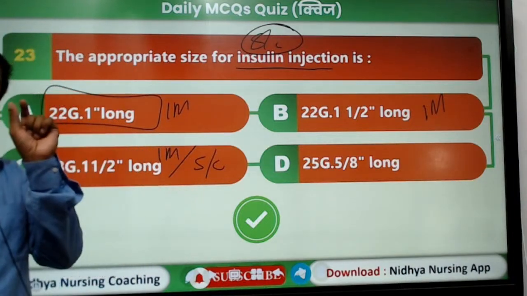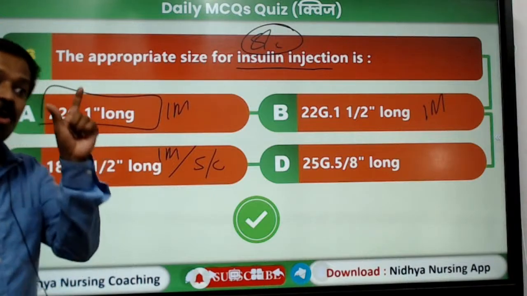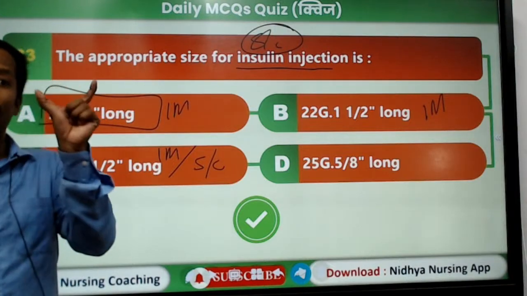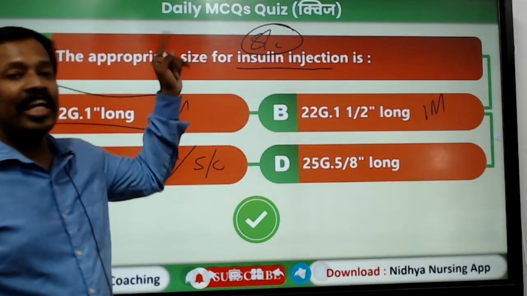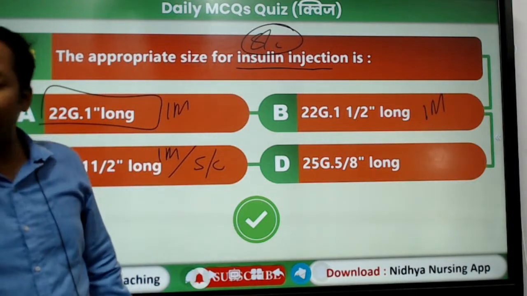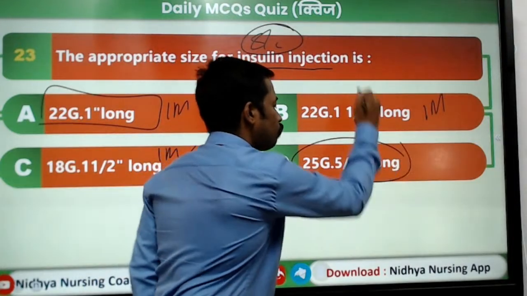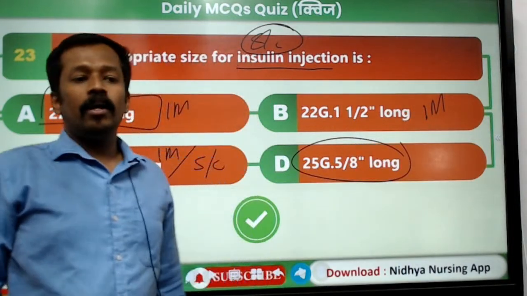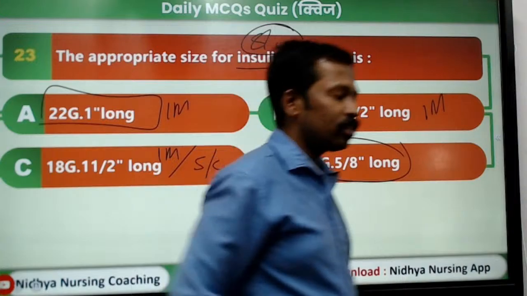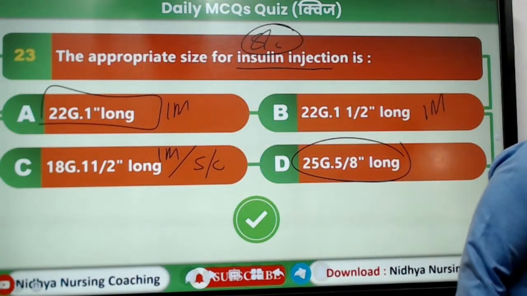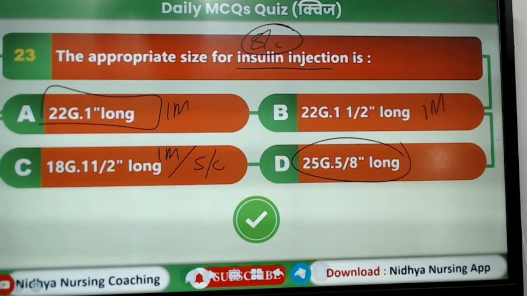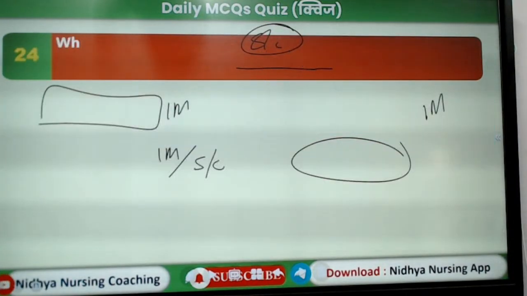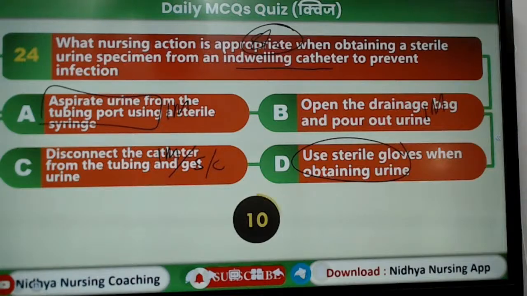But it is a longer one. Very long. Got it? Okay, fine. So the ideal insulin injection needle size is about. Got it? Shall we move on to the next? Yes. Okay, next.